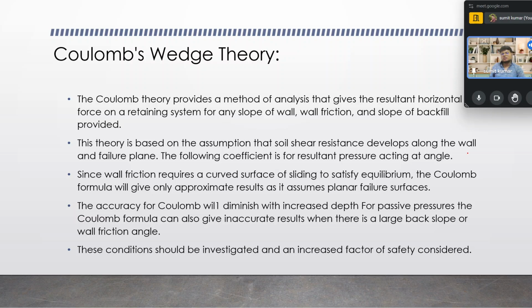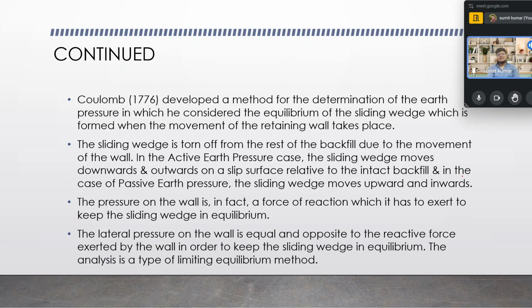When we talk about the Coulomb wedge theory, Coulomb in 1776 developed a method for the determination of earth pressure, which considers the equilibrium of the sliding wedge that is formed when the retaining wall moves. The sliding wedge is torn off from the rest of the backfill due to the movement of the wall. In the active earth pressure case, the sliding wedge moves downward and outward on the slip surface relative to the intact backfill.